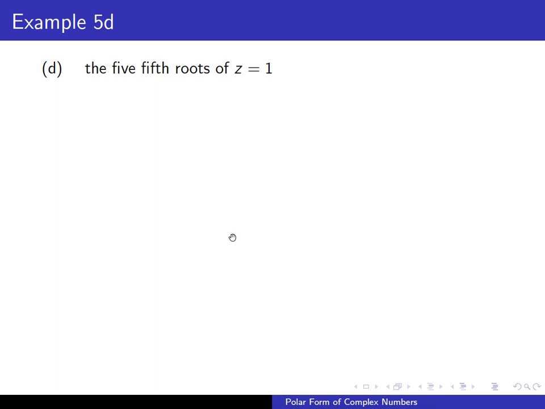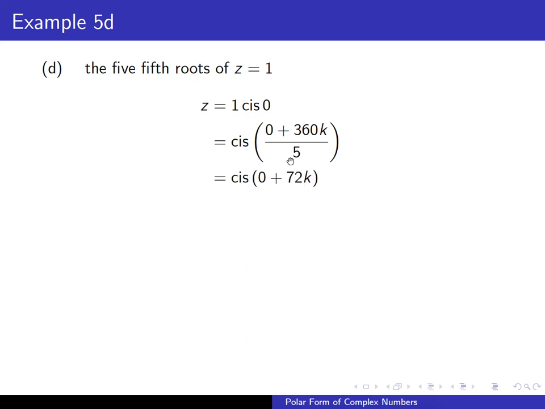All right, finally, example 5D, the 5 fifth roots of z equals 1. So if you were to solve something like x to the 5th power equals 1 in college algebra, you get a total of 5 zeros, one of which is real. The others are, I believe, all imaginary, but in any event, z in its polar form is 1 cis 0, because we have 1 plus 0i, which is 1 cis (0 plus 360k) over 5, and that gives us cis (0 plus 72k).